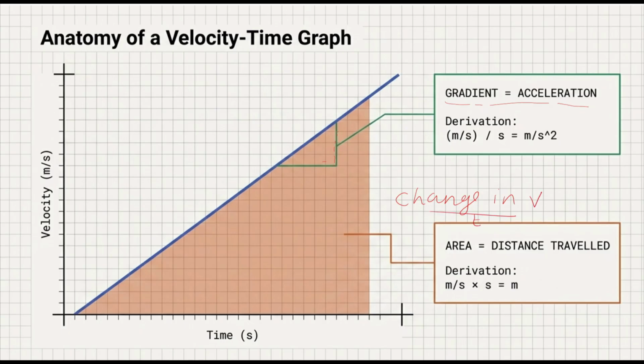Secondly, what about the area under the graph? It represents the distance traveled. So the area under the graph shows the distance traveled, and distance is equal to the area under the velocity time graph, as we have mentioned. Therefore, a velocity time graph gives us two pieces of information simultaneously: acceleration from the slope and distance from the area. Got it?